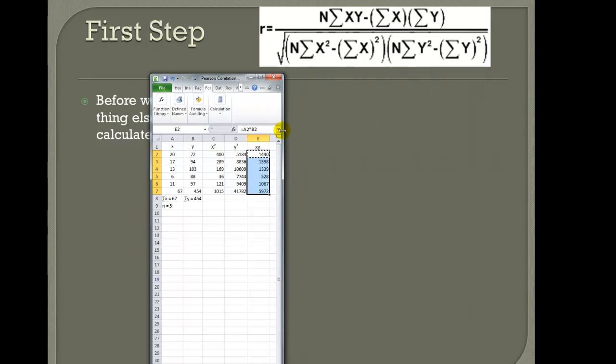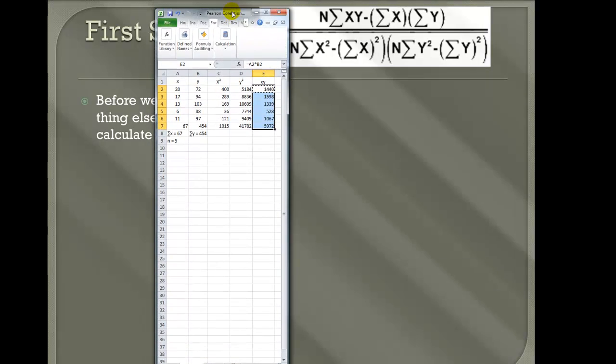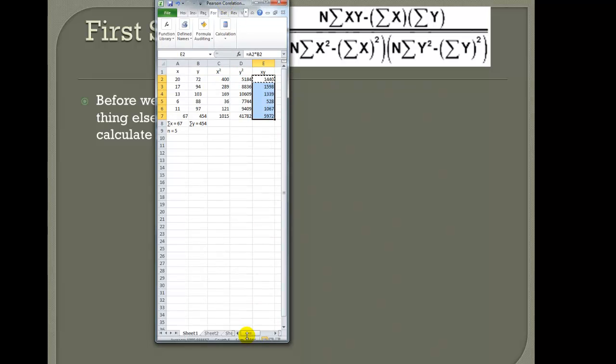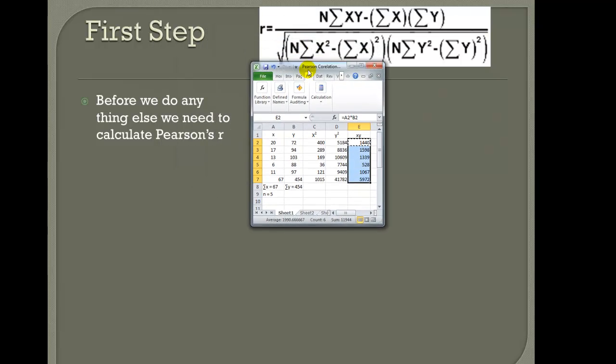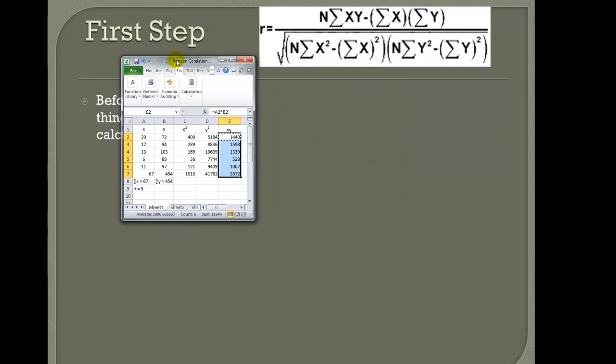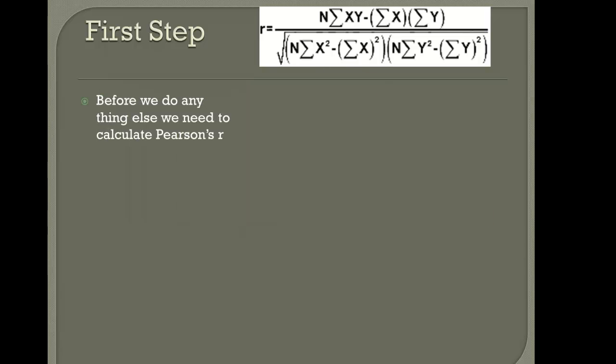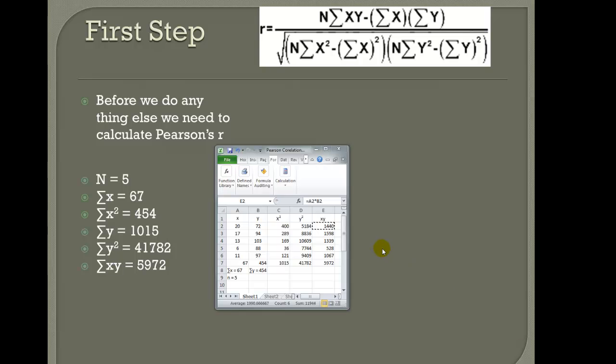So let's keep this here where we can see it. And okay, I've already kind of done this for us, but if we were to plug everything into our equation here, here's what we get. Okay, we need n. Our n is 5. We had 5 people in our study. Sum of x, 67. Sum of x squared, 454.